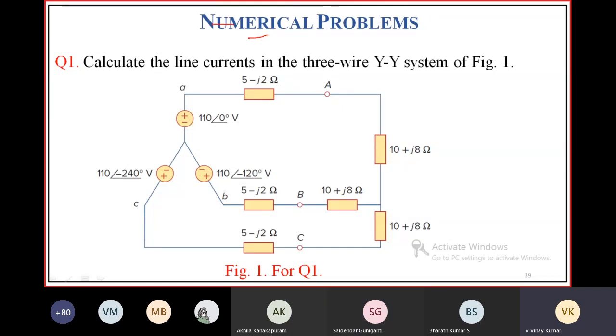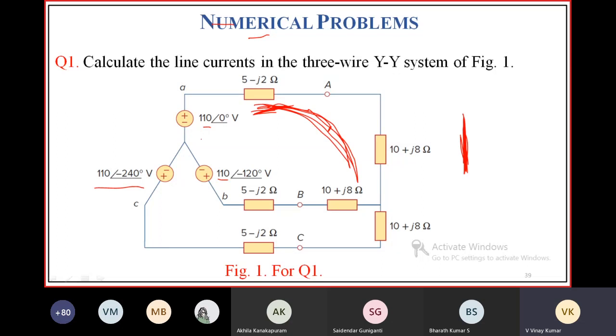Okay, so this is the line impedance. The line impedance is given, and the source impedance is not given, so the source impedance is 0. Here, this is the load impedance, so we have to add these two. Consider this as the load impedance. This is the given question: 110 at an angle 0 degrees, 110 at an angle minus 120 degrees, 110 at an angle minus 240 degrees.